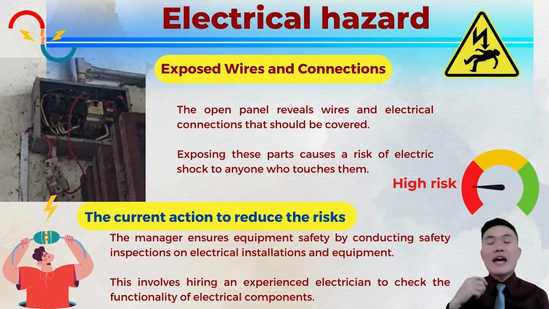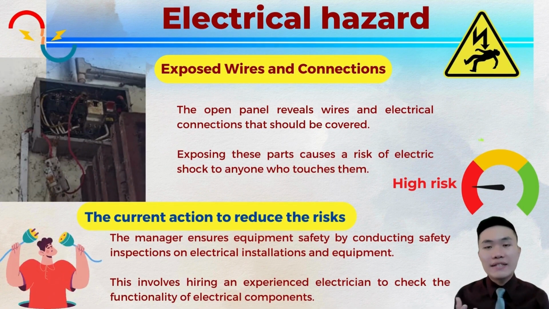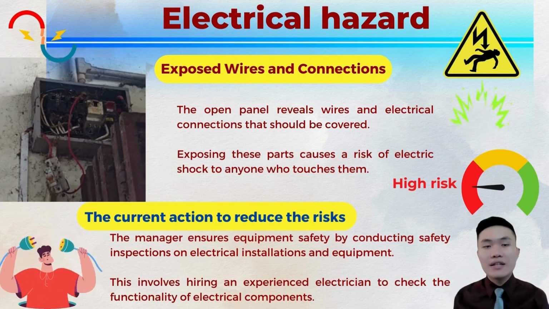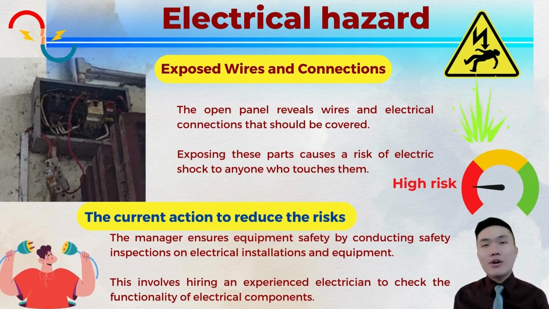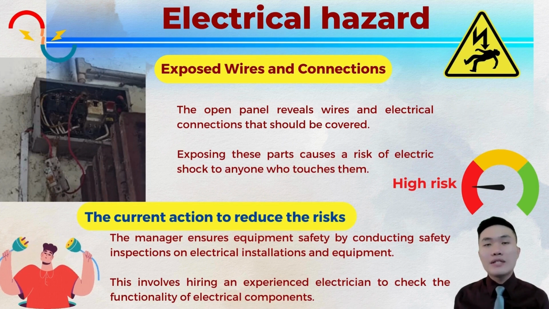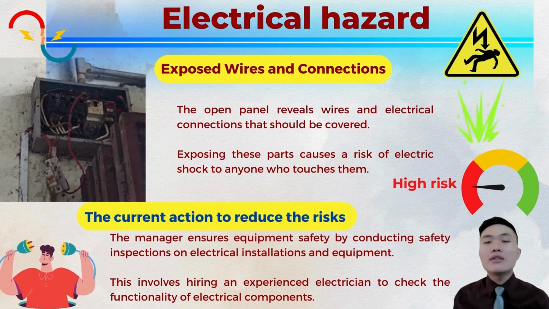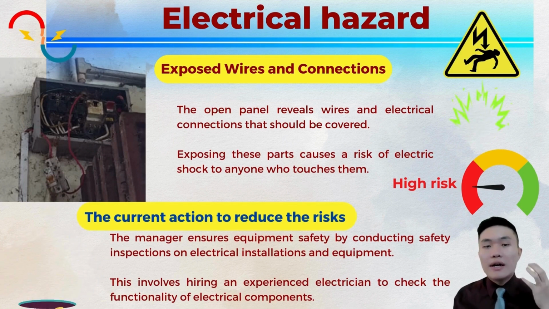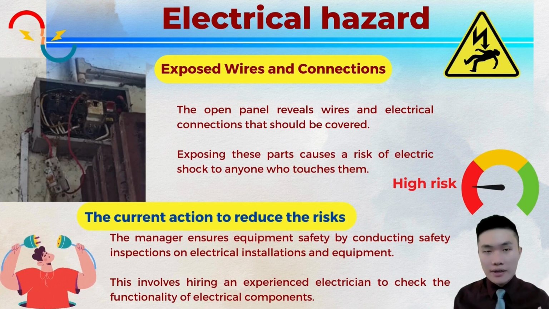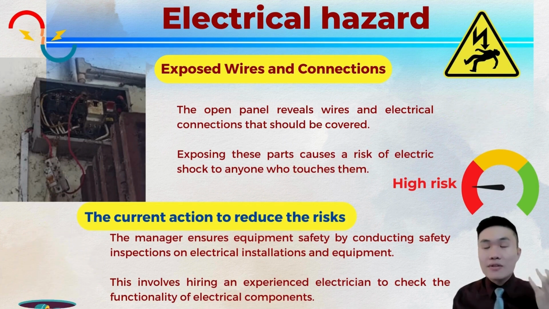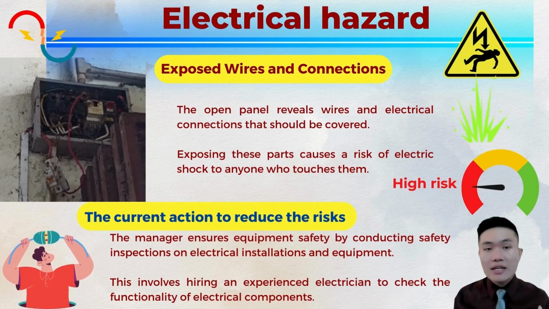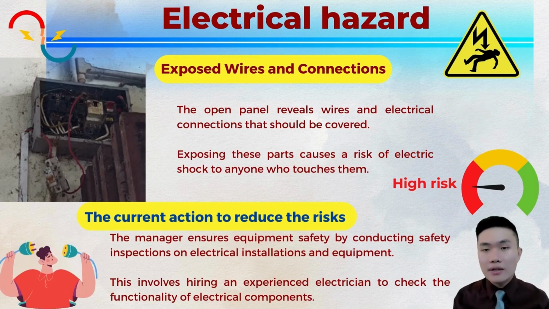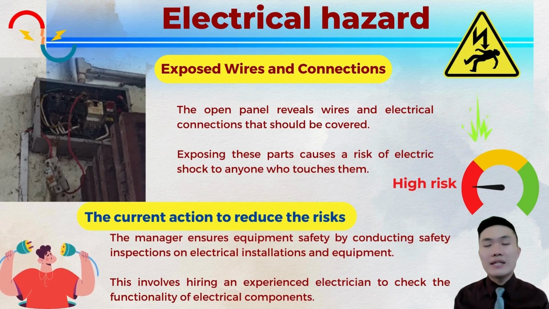First and foremost, as we can see in the slide, electrical hazard is one of the high risks that can cause accidents to occur in the repair shop. This is because we can see in the picture that the electrical switchboard is not covered, with the door of the switchboard open. Basically, the open panel wires and electrical connections should be covered. As a consequence, for workers who are exposed, these parts may cause a risk of electric shock to everyone who touches them, and this is very dangerous and may cause an accident in the workplace.